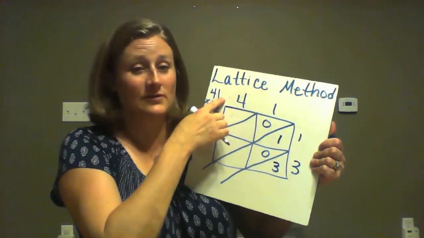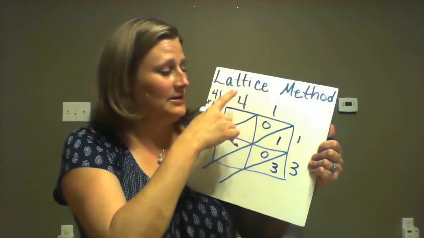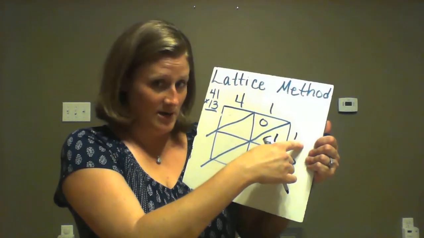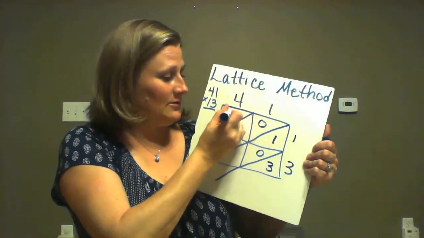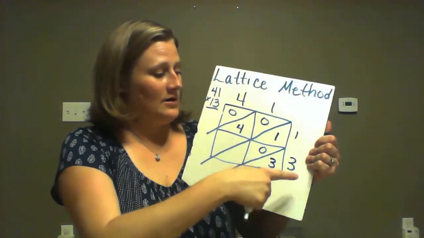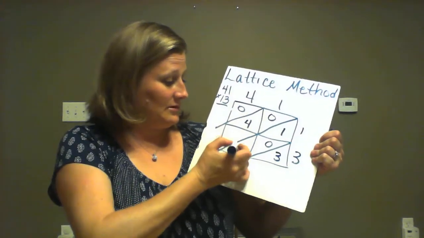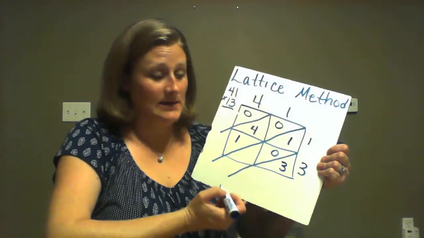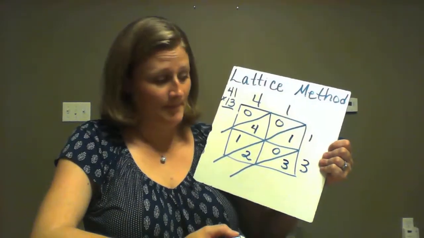Now I'm going to go over here to the 4. And again, I'm not necessarily multiplying by 40 just yet, but it's 4 times 1 is 4. So 4 in the ones, 0 in the tens, and 4 times 3. 4 times 3 is 12. So I'm going to put a 1 in the tens digit and a 2 in the ones digit.